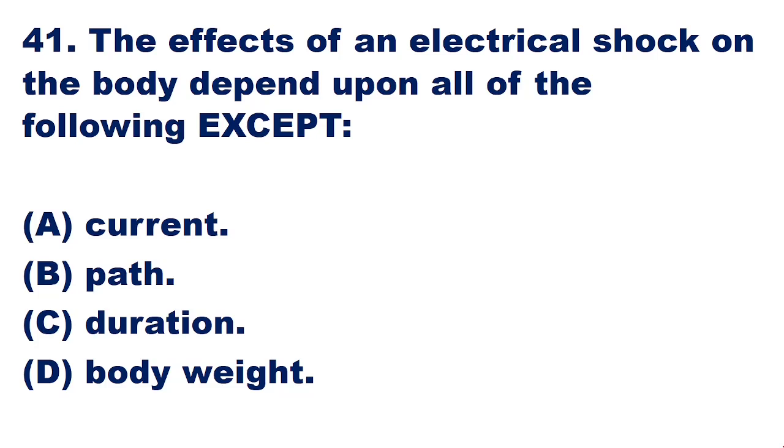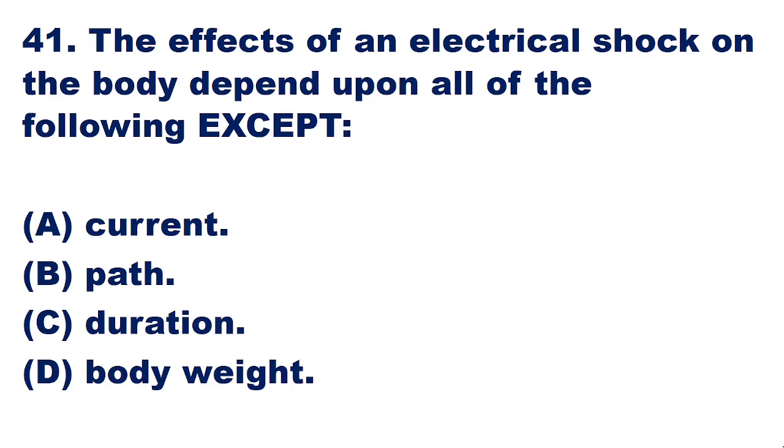It also depends on the path the current travels through the body. It also depends on the duration of contact with the electric source, because with each second the effect of electric shock intensifies, and therefore the time of flow also matters. Therefore, option A, B and C, that is current, path and duration, are ones on which the effects of electric shock on the human body depend.